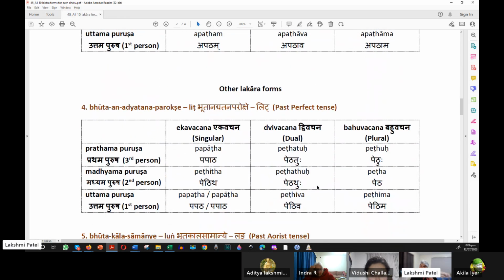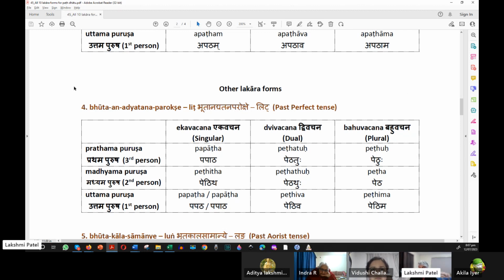Okay. So this is bhuta anadyatana parokshe. Something that happened in the past and there was no witness. What was not witnessed. So pathati becomes papatha. Pethatuhu, petuhu. Pethita, pethatuhu, petha. Papatha, pethiva, pethima. Okay. So like I said, it's not going to be used very often.